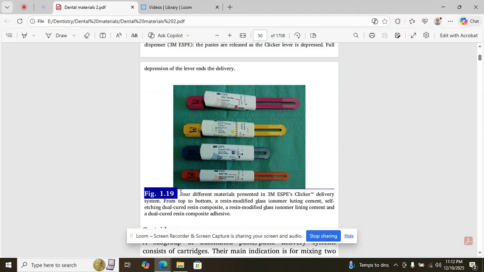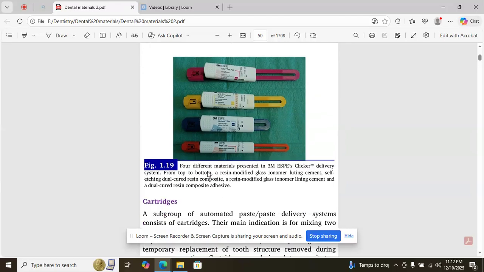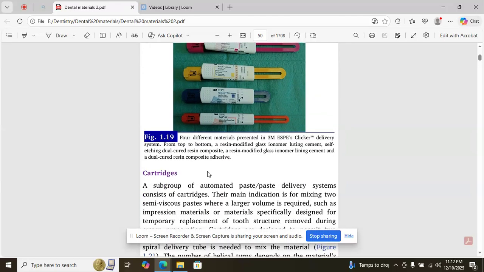Figure 1.19. Four different materials presented in 3M ESPE's clicker delivery system from top to bottom: a resin-modified glass ionomer luting cement, self-etching dual-cured resin composite, a resin-modified glass ionomer lining cement, and a dual-cured resin composite adhesive.